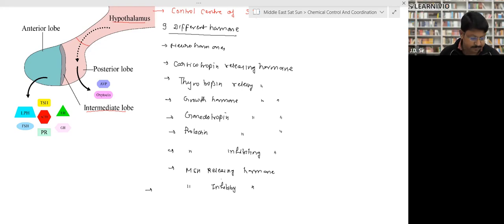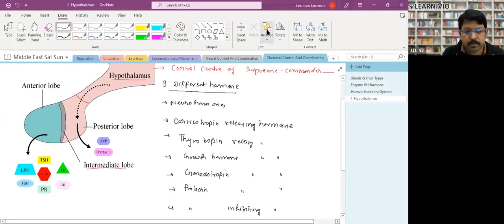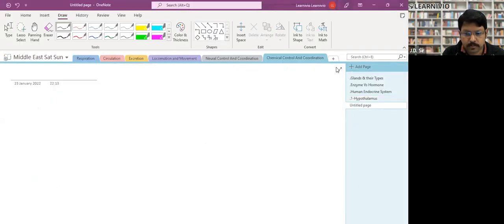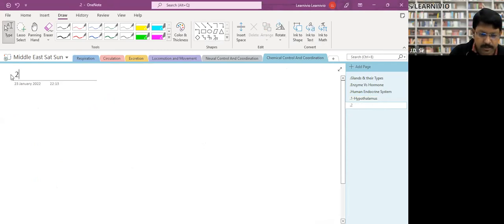Now the next gland is the pituitary gland, right? Just put the second heading, pituitary gland. So the second gland is pituitary gland.